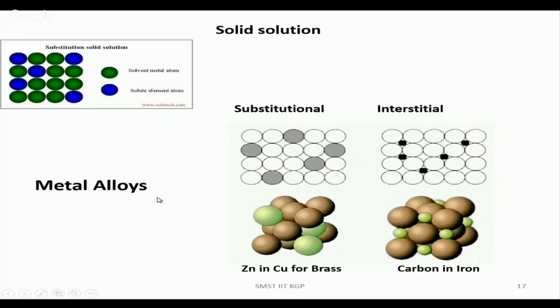So these are alloys. When these two metals have significant difference in electronegativity, instead of forming the alloy, they form a compound. That is called intermetallics. They are like a compound. Intermetallics will have different properties, less ductility than alloys.